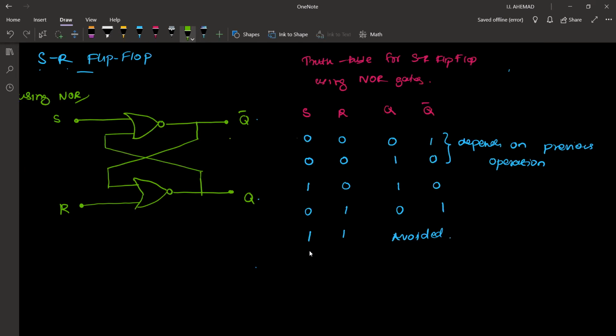I'll repeat. Here, look, when both of them are 0, you could get Q equal to 0 and Q bar equal to 1, or Q equal to 1 and Q bar equal to 0. Look, both the values are possible because they depend on what happened previously. That is why we call it a memory element. But when we set, always Q becomes 1. When we reset, Q becomes 0. And we avoid setting both of them to higher voltage.